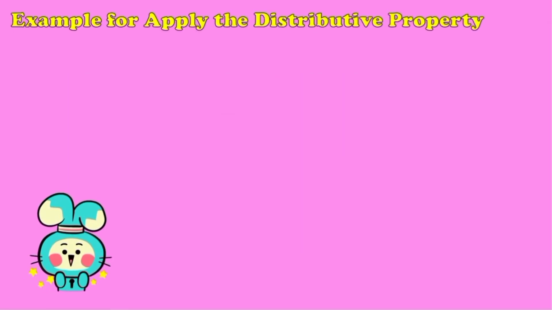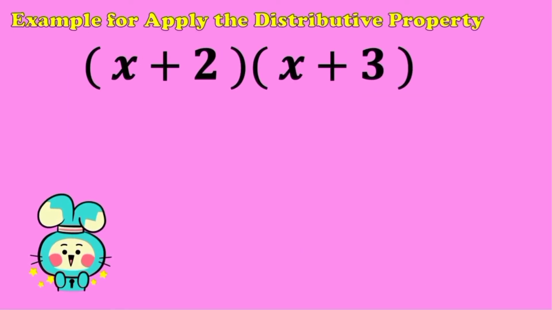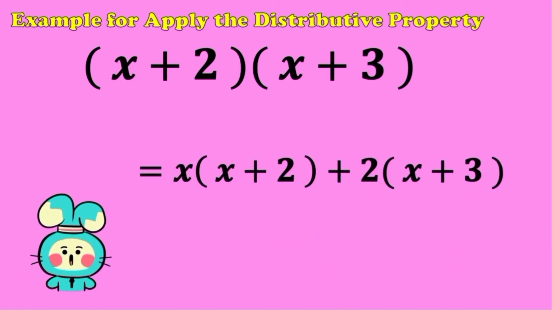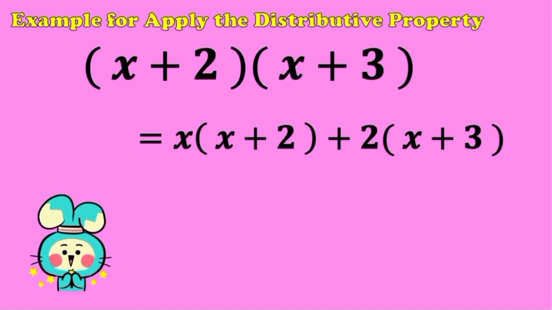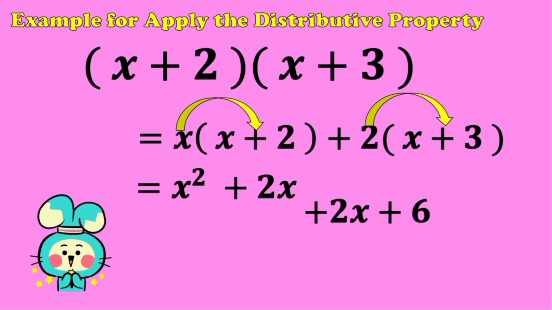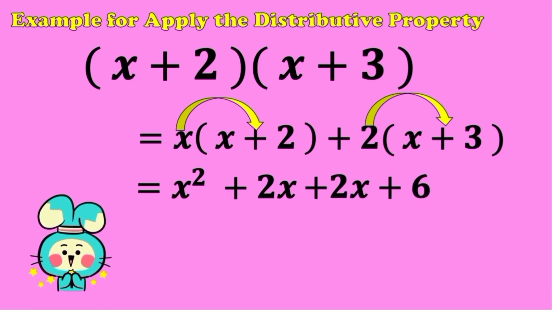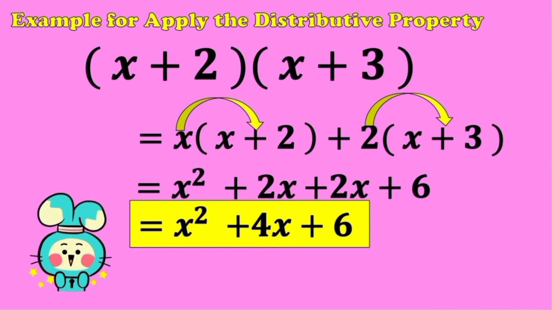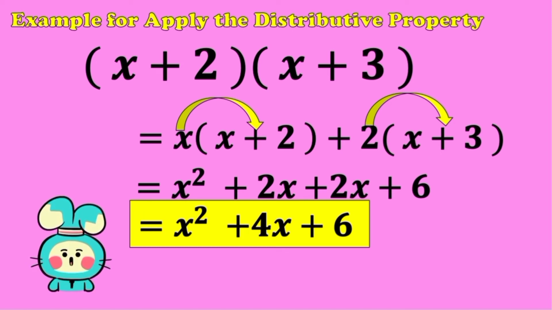Example for applying the distributive property. x plus 2 multiplied by x plus 3. Now we have x multiplied by x plus 2, plus 2 multiplied by x plus 3. First, let's distribute x. Multiply the two terms, we have x squared plus 2x. Then we have 2 multiplied by x plus 3. Our answer is 2x plus 6. As you can see, we have two similar terms, which are the x terms. Just simplify. Our final answer is x squared plus 5x plus 6.